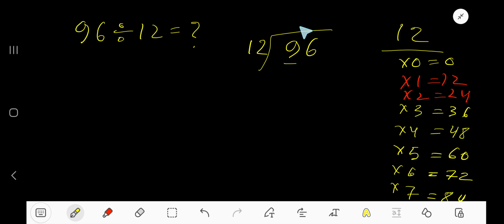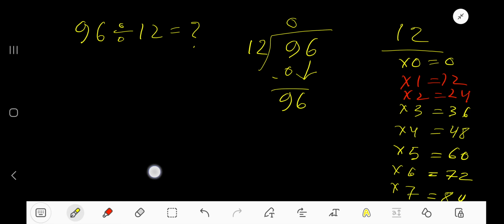12 goes into this 9 how many times? 0 times, as our current dividend 9 is less than divisor 12. So 0 times 12 gives you 0. Subtract, you are getting 9. Bring down the next digit 6. So now you have 96.